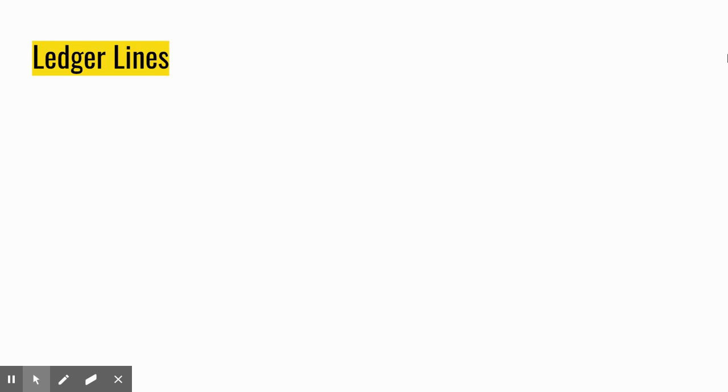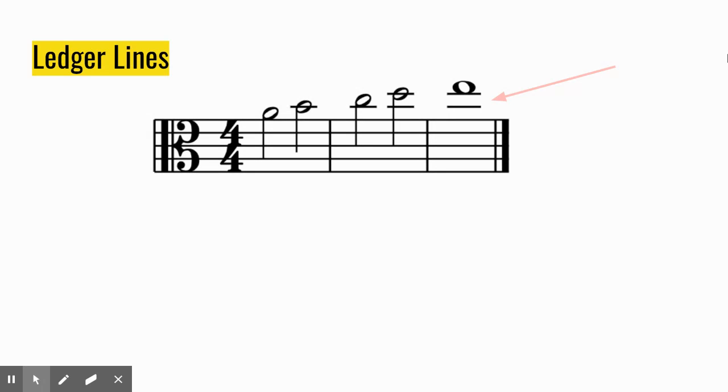Our instruments can play more notes than the staff can hold. When we need to extend the staff, we use ledger lines. Notice how the notes still alternate between space, line, even with the ledger lines. Notes can technically go higher than this, but these are the highest notes you'll need to know for now.